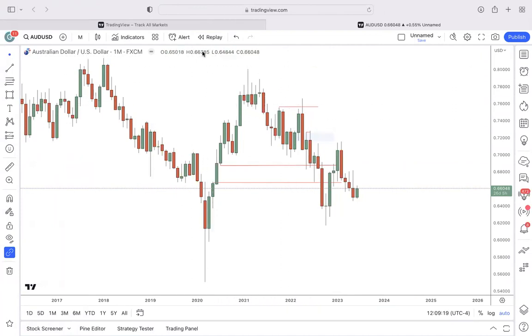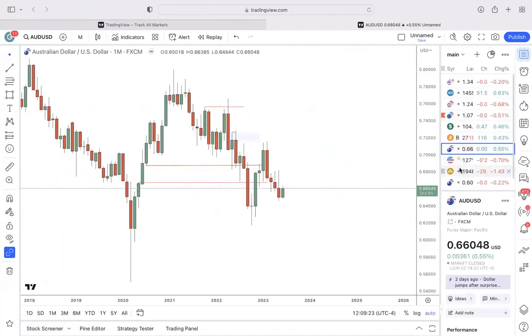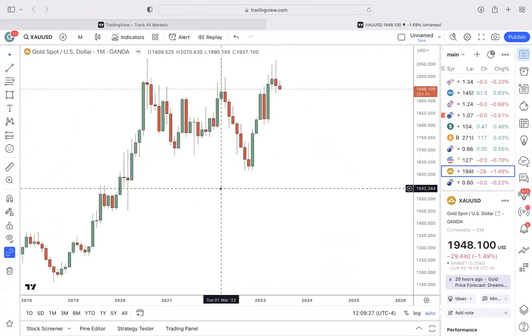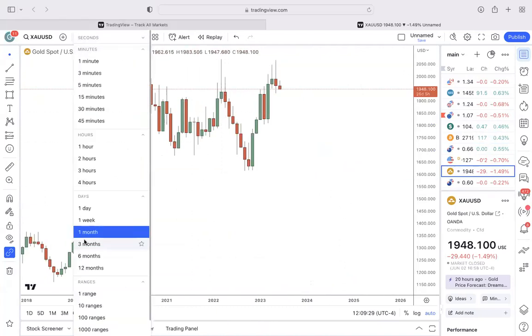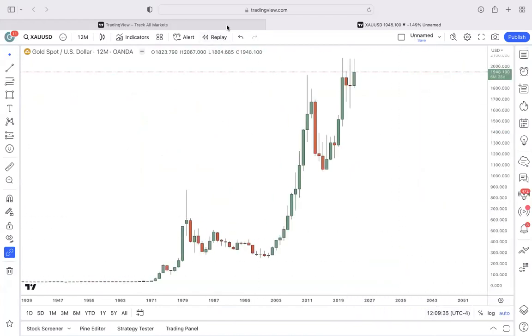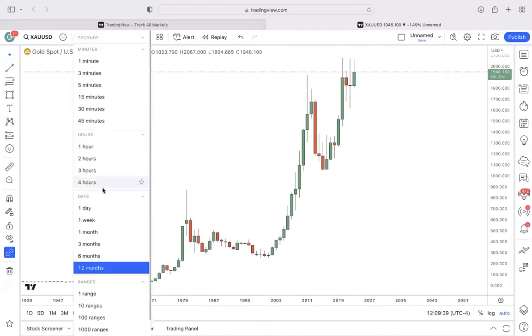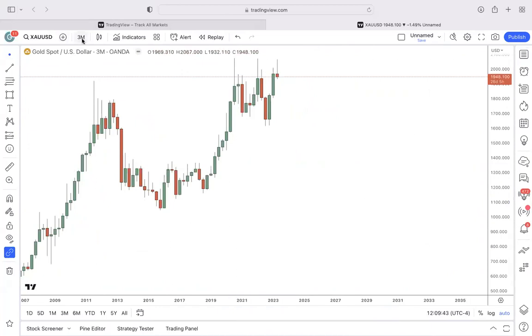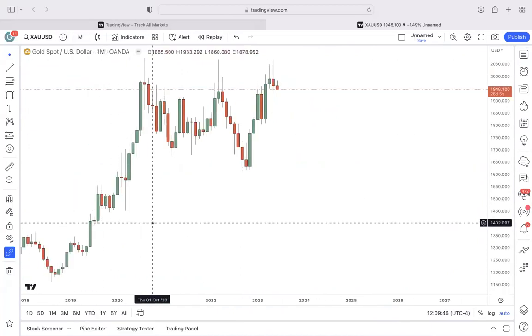Yes, we can check out gold. Let's go to gold. Okay. So here's gold. I don't have a seasonal for gold, okay? No seasonal for gold, but we will talk about it.